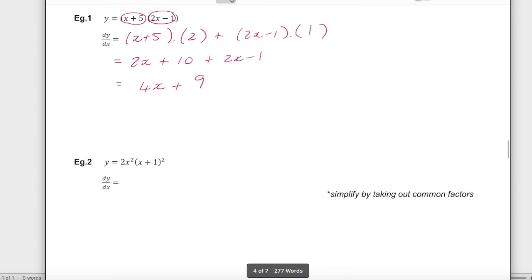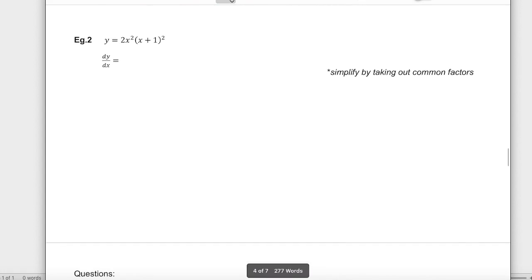Let's have a look at another example. We've got y equals 2x squared multiplied by (x + 1) all squared. So we can see here that we actually have those two expressions multiplied together. What we'll also notice in the second part of our product is that we have a power greater than 1, so perhaps we can also bring in the idea of using the chain rule here in its quick and easy way.